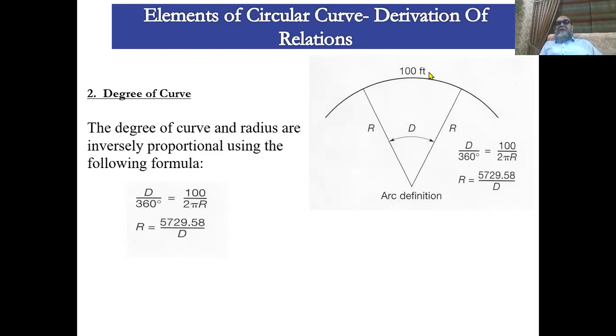Remember, we are using the foot unit. If you were to use metric units, this will be 30, so that will change now. D over 360 is equal to 30 over 2 pi R. Conversely, if you solve that, R is equal to 1719 meters. In other words, if I want to convert this to meters, just divide by 3.28, and I will get the same value.